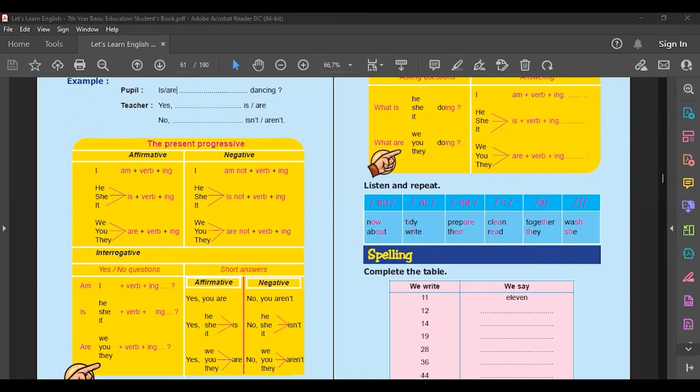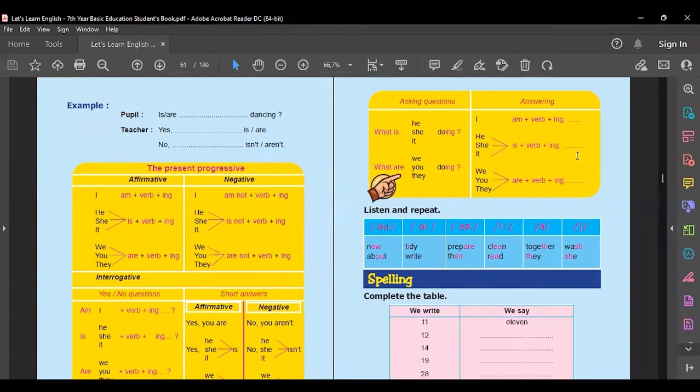Okay, now what do we have? Asking questions. Like we asked the first time: what is Ahmed doing? What are they doing? Okay, so asking questions. What is plus he, she, it? What are plus you, we, they doing? So, I am, for example, writing. I am watching TV. He is dancing. She is swimming. They are listening to music, etc.